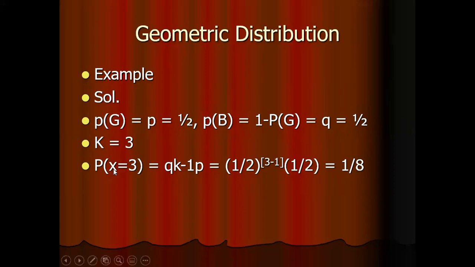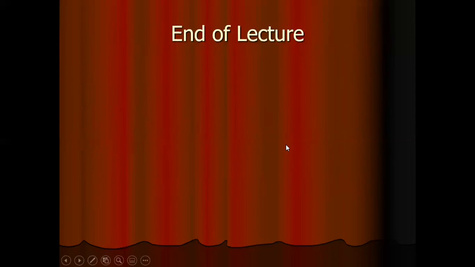So probability that the girl is born after two births, first girl is born, is given as probability of x equal to 3, which is equal to q raised to the power k minus 1 multiplied by p. So it will be this, and solving we get 1 by 8. So we get the same answer. So this is the use of geometric distribution. So these are the discrete statistical distributions which we use.